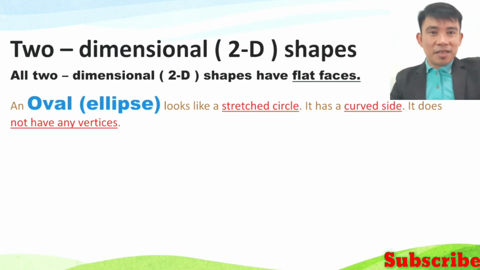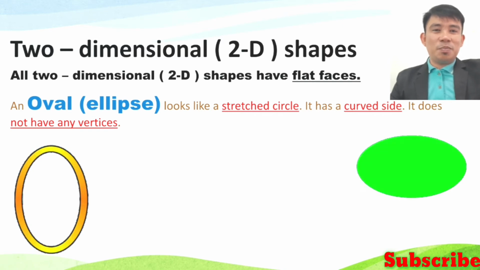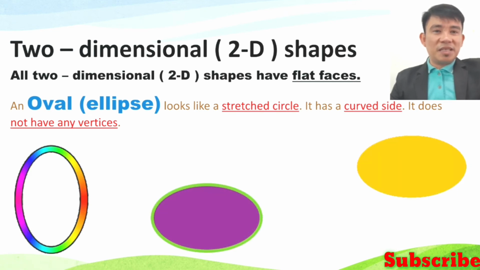So that's what the oval looks like. And then again, same with the circle. It has a curved side and doesn't have any vertices, unlike the triangle and a quadrilateral. So as you can see here in the photo, the oval or an ellipse has a curved side and it doesn't have any vertices.